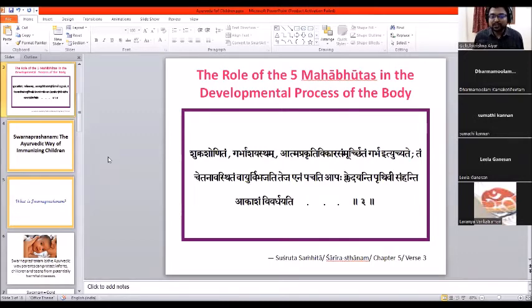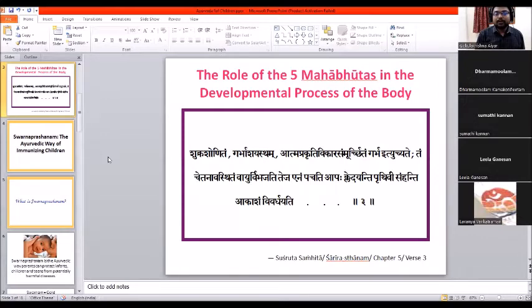Asrujaha shleshmanaschapi yaprasada paromataha tampachyamanam pittena vayushchapyanudhavati tatosyantrani jayante udambastischa dehinaha, says Acharya in his Sushruta Samhita in Sharirasthanam. Asrujaha, the word asruk means blood. Asrujaha, of the blood, shleshmanaha, of the kapha. The prasada bhaga means the essence of rakta dhatu.